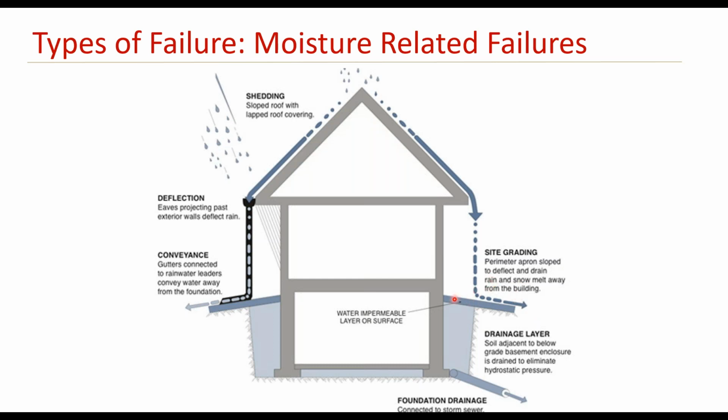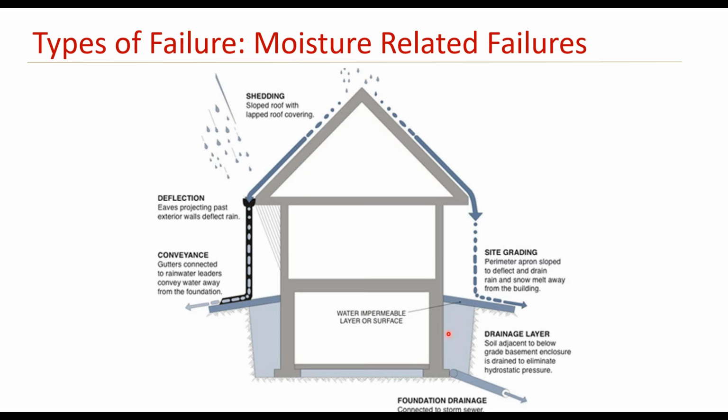We also have the site grading, where according to the code, the ground around the building should be sloped away from the building to prevent accumulation of water around the exterior walls. We also have a drainage layer that, in case any water got absorbed by or penetrated into the soil, should be collected and drained to the weeping tiles and away from the building. We also have our damp proofing and waterproofing around our foundation to prevent water from entering the building. So that's a properly functioning building envelope in terms of moisture protection.